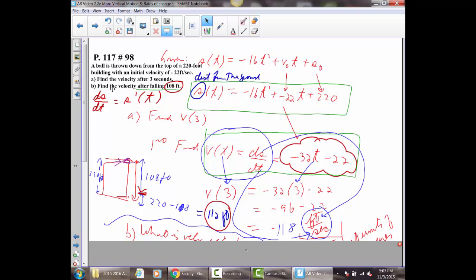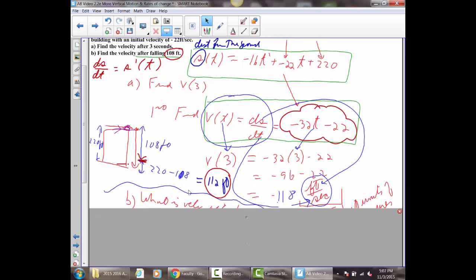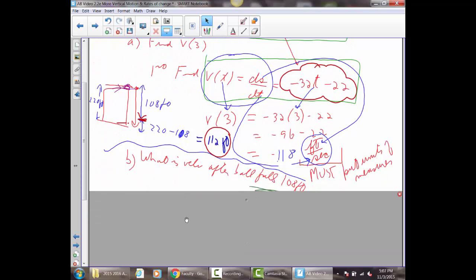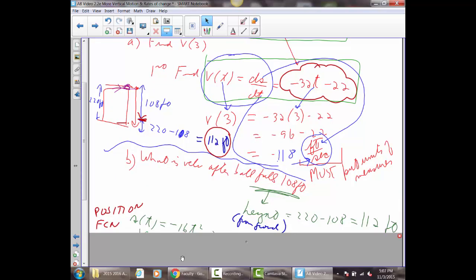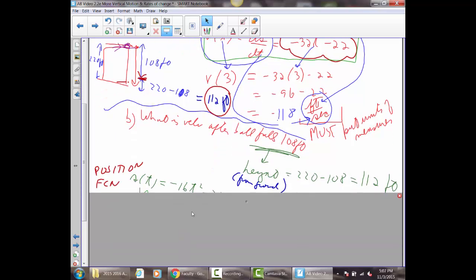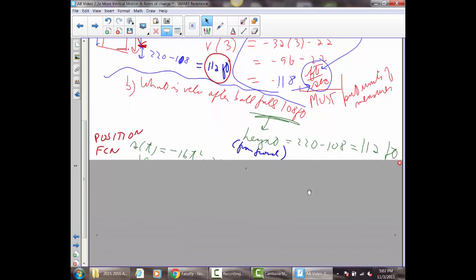Now, the second part of the problem, you have to be careful. Find the velocity after the object has fallen 108 feet. So it starts up here at 220 feet, it falls 108 feet. At that point, it is 112 feet from the ground. So you never plug in 108, you actually are going to use 112 as the height at that moment. So what is the velocity after the ball falls 108 feet? The height from the ground is 112 feet.